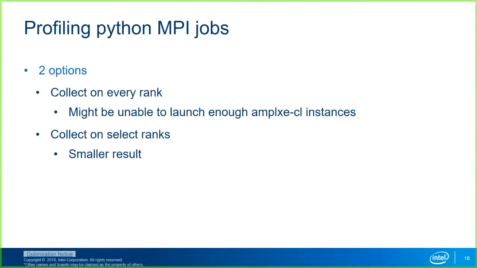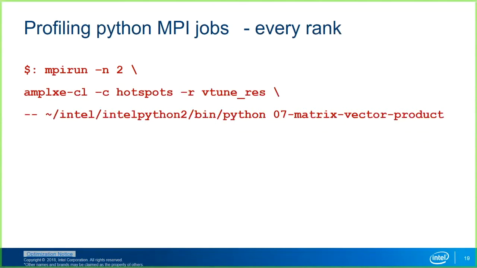If you know that you don't have any load imbalance and the load across all of the ranks is pretty much the same, you're better off collecting information only on a select rank. Another issue might be that you don't have enough VTune licenses to collect on every rank. So if your system uses MPI, all you do essentially is prepend mpirun to the previous command that we did for VTune.